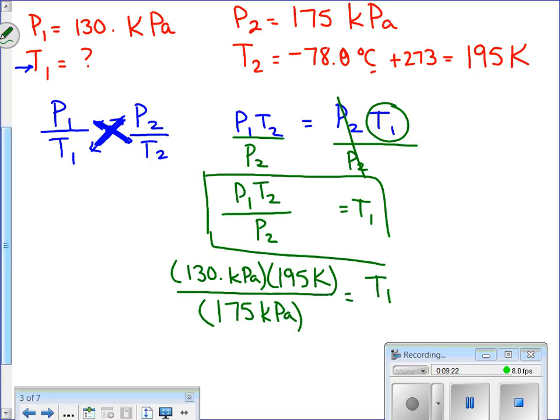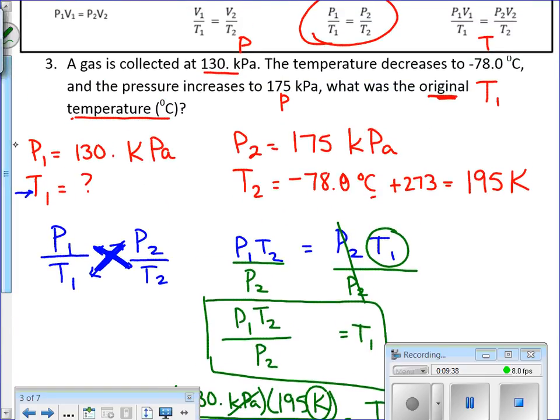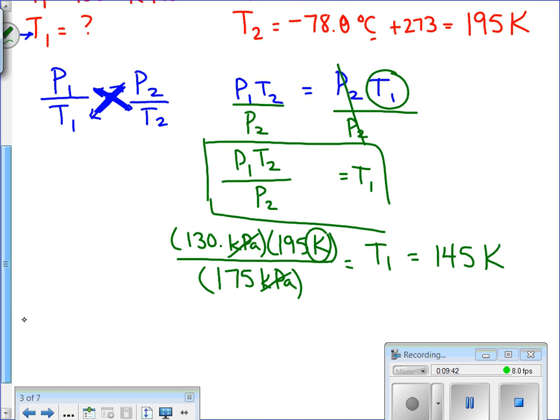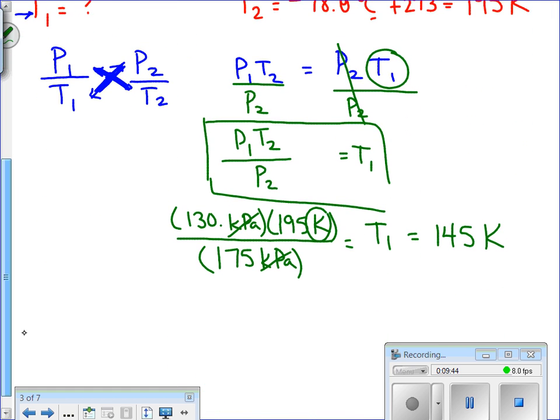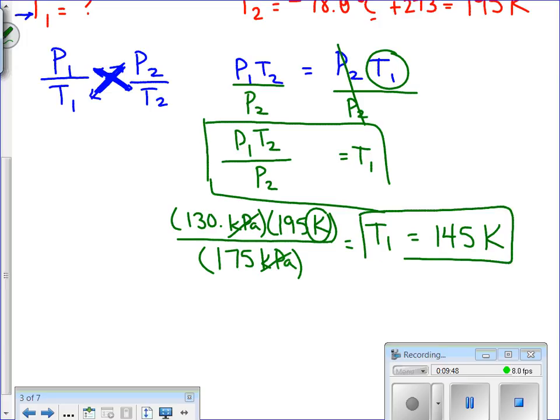Okay? So kilopascals will cancel, and that's good because I'm left with Kelvin, and Kelvin is a unit for temperature. So when you solve for that, you're going to get 145 Kelvin. If you look back up at the question, it says, what is the original temperature in degrees Celsius? That does not mean solve the problem in degrees Celsius. That means take the answer that you get and convert it from Kelvin back to Celsius.